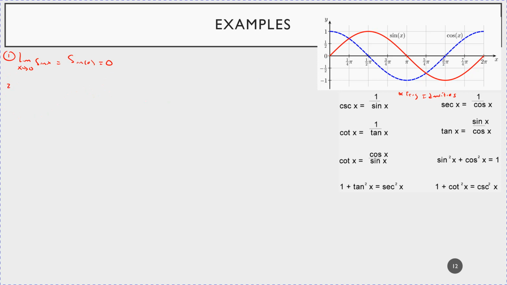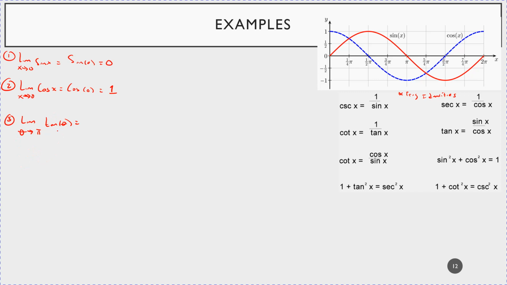Let's look at the limit as x goes to 0 of cosine of x. Well, that's just cosine of 0. And look, blue is the cosine graph. Cosine of 0 is 1. Let's look now at the limit as theta goes to pi of tangent of theta. Just changing the variable up here.